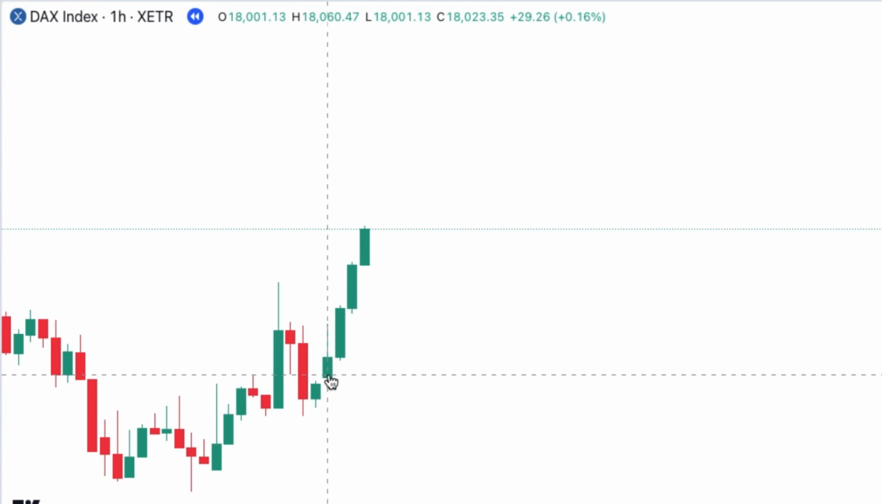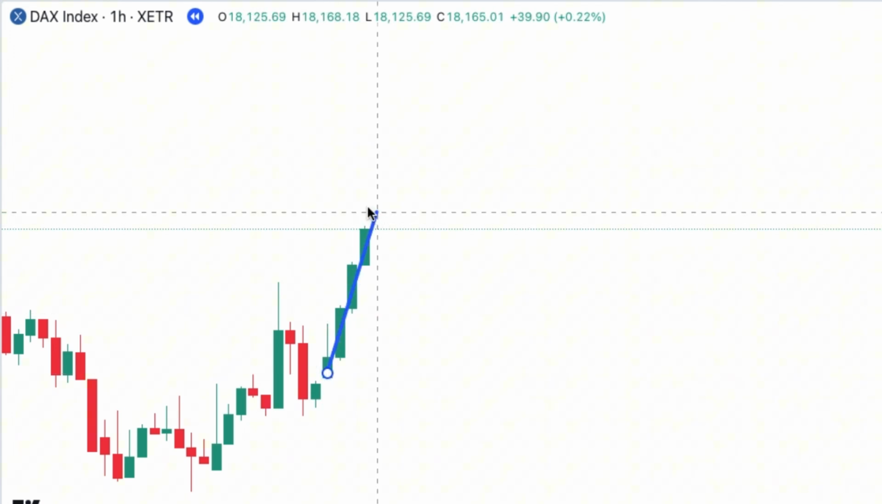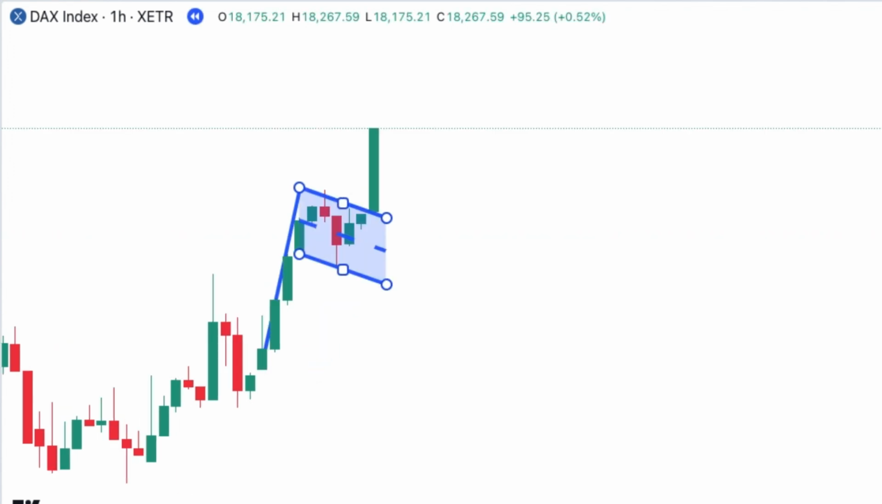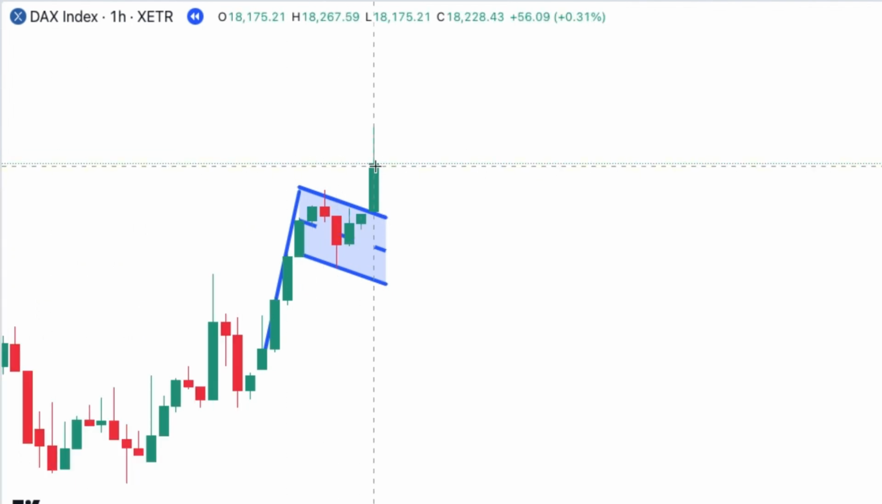So I want to show you a trading example. Here we have the DAX on the hourly time frame, and we see the day's open and a strong upward drive, which is often what happens with the open of these indices. It is followed then by consolidation, and this forms the flag. Then as the price breaks above the high of the flag, we take our entry.